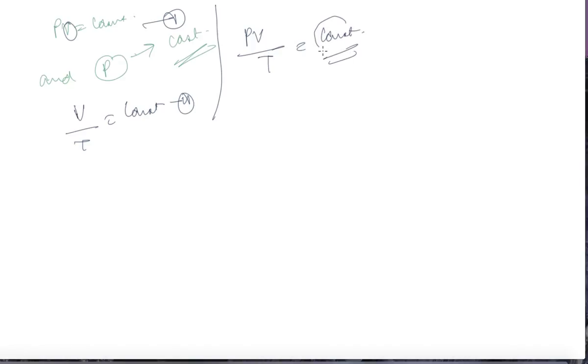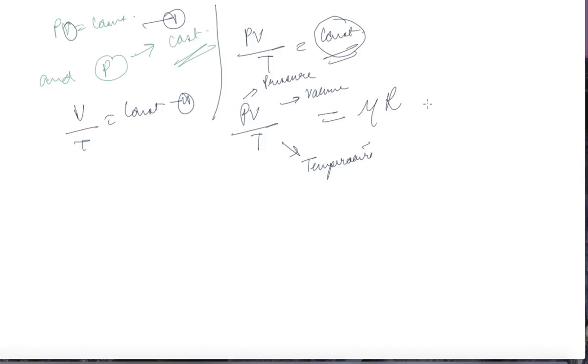Now this constant upon calculation was PV by T. Now this is pressure, this is volume, and this is temperature. And this was equal to mu into R. Now what is mu? Mu is nothing but your number of moles in the sample.